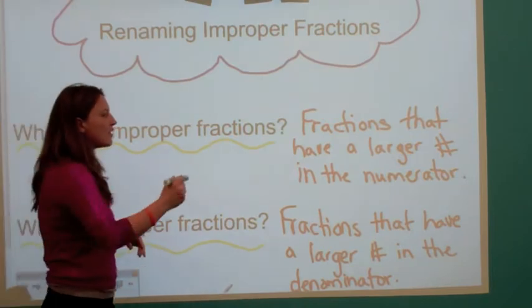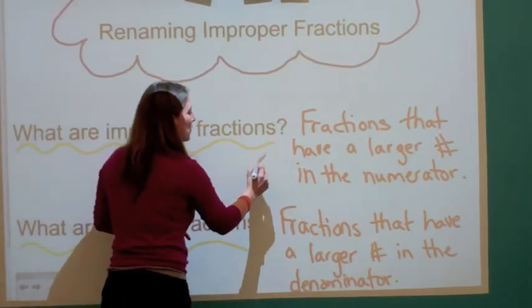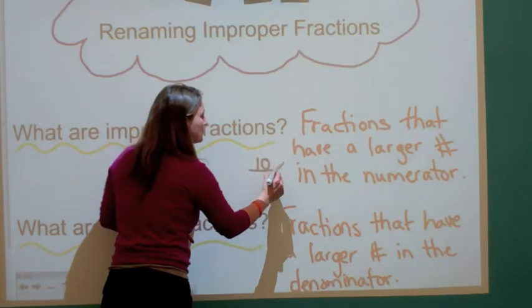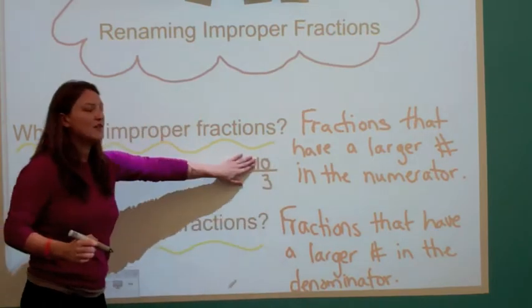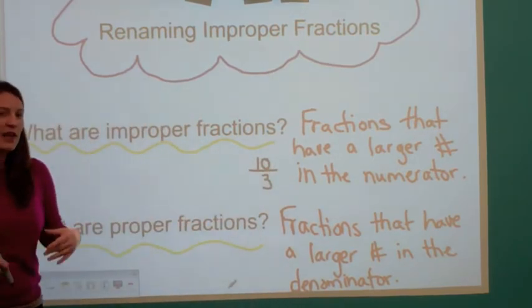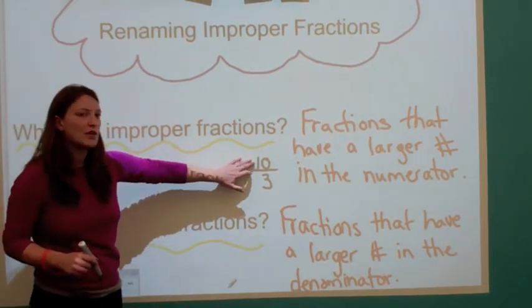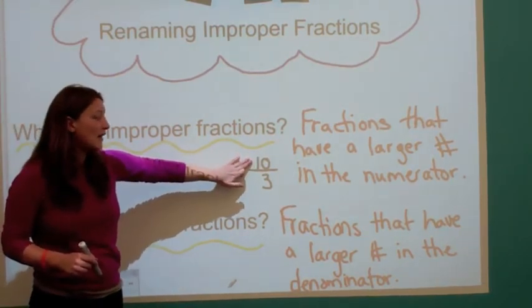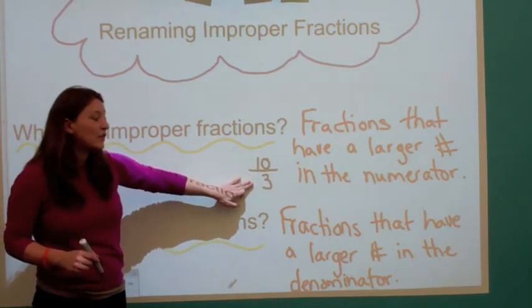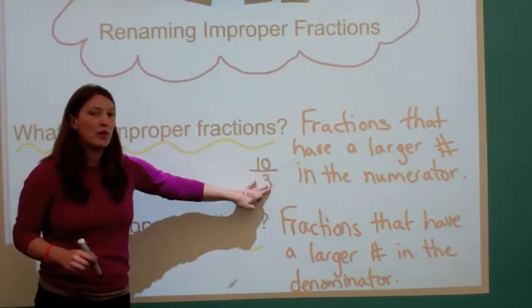I want you to write this example of an improper fraction next to the definition. That's going to help you identify what I mean by a larger number in the numerator. 10 is greater than 3, so this is an improper fraction.